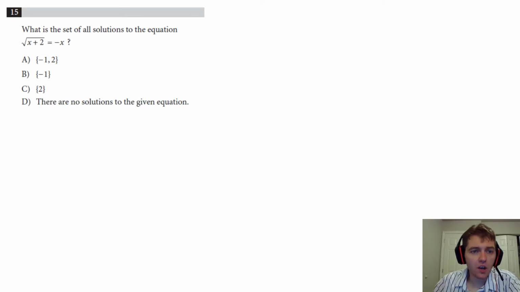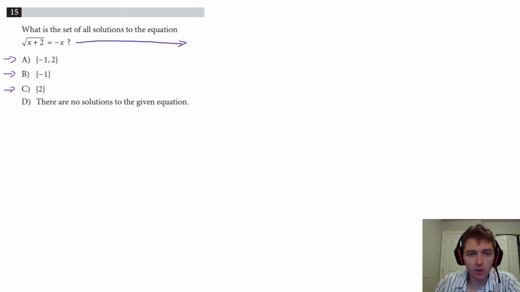Problem 15, what is the set of all solutions to the equation square root of x plus 2 is equal to negative x? Look through your possible answers. They're asking about -1 or 2 or both, which means that the easiest way to do this is just plug in to your equation. You only have to do it twice.